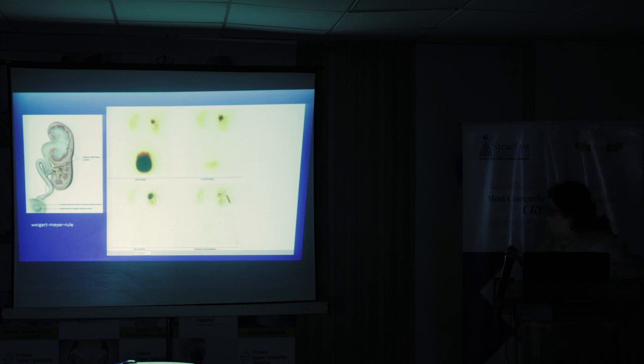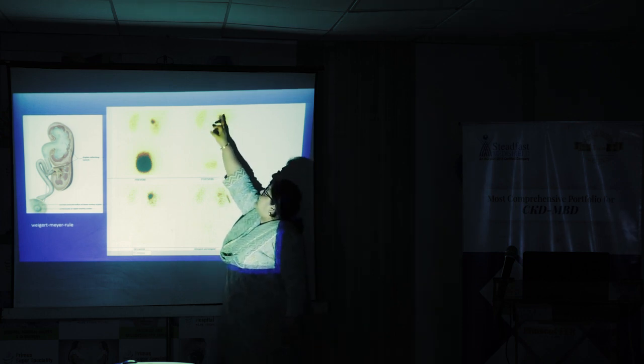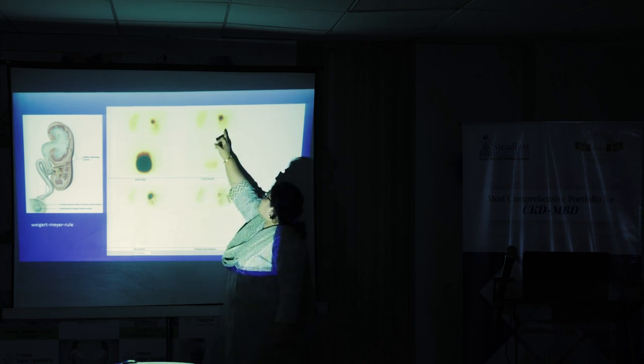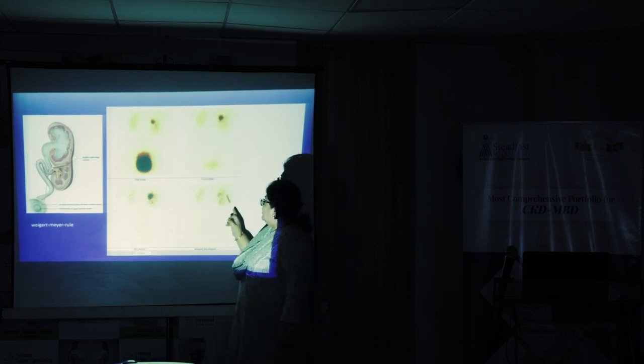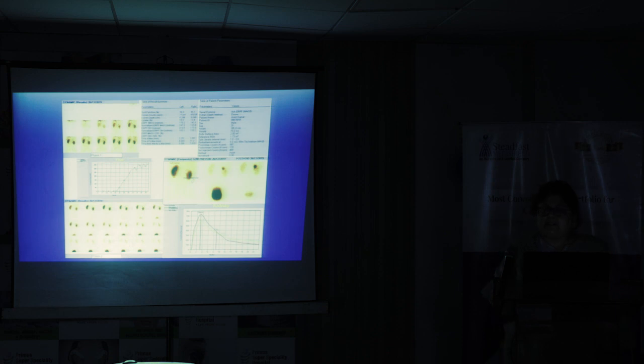So you can see here, this is the duplex kidney. Okay, so you have the upper moiety and the lower moiety. The upper moiety is obstructed, whereas the lower moiety is showing a normal excretion. When you draw the ROIs around both the kidneys, then you see both of them are showing a normal drainage pattern.